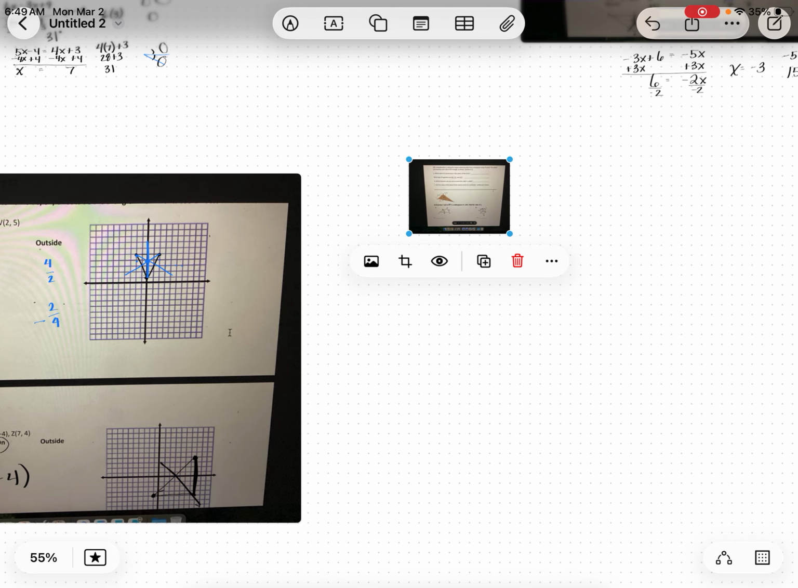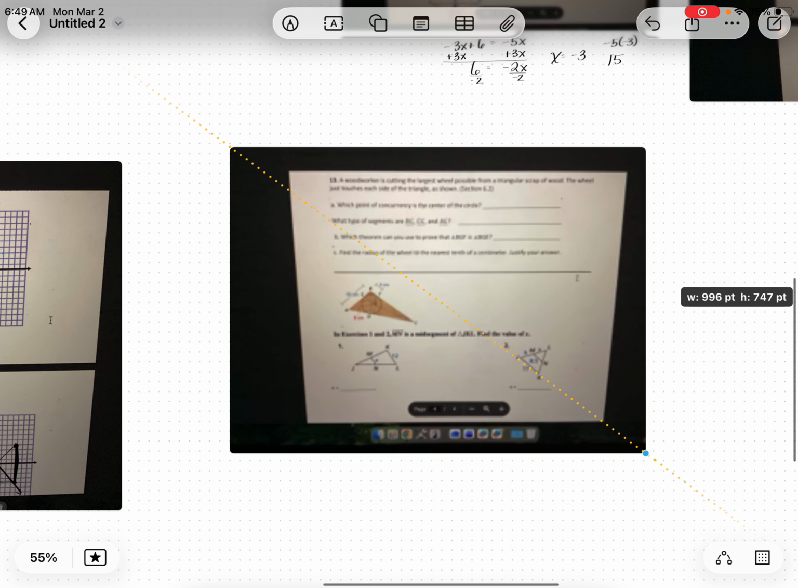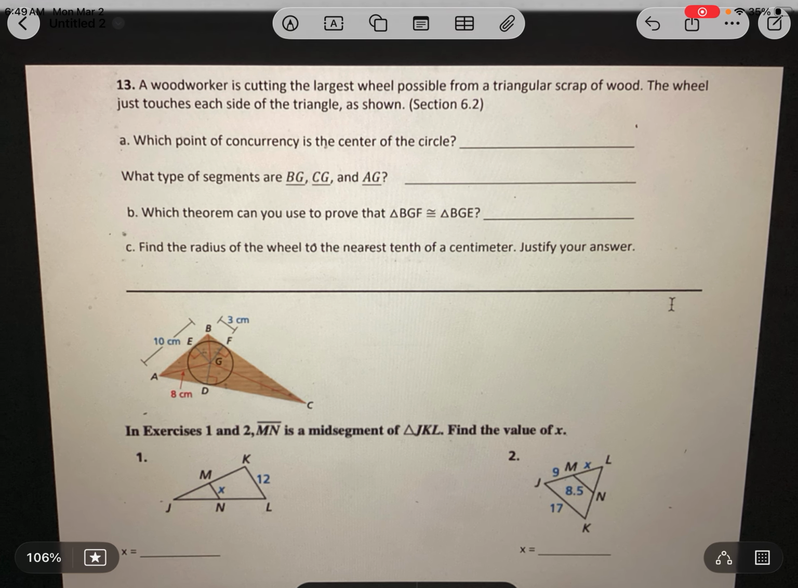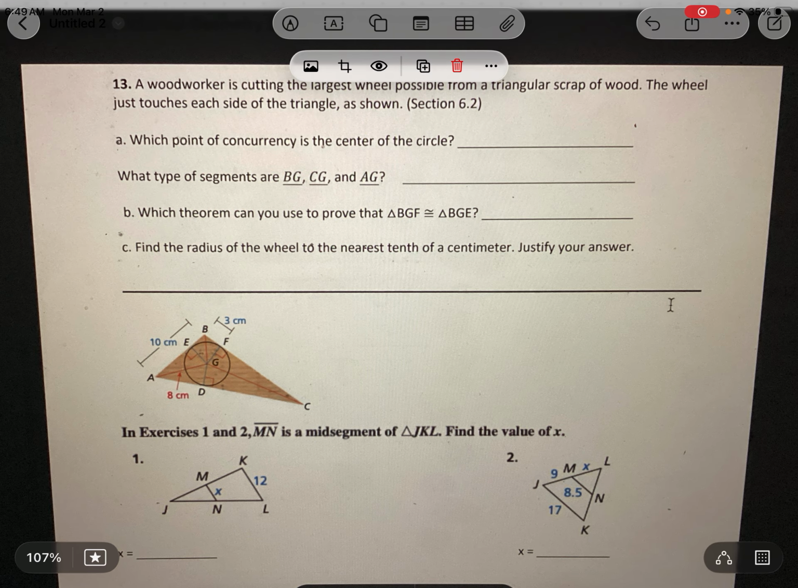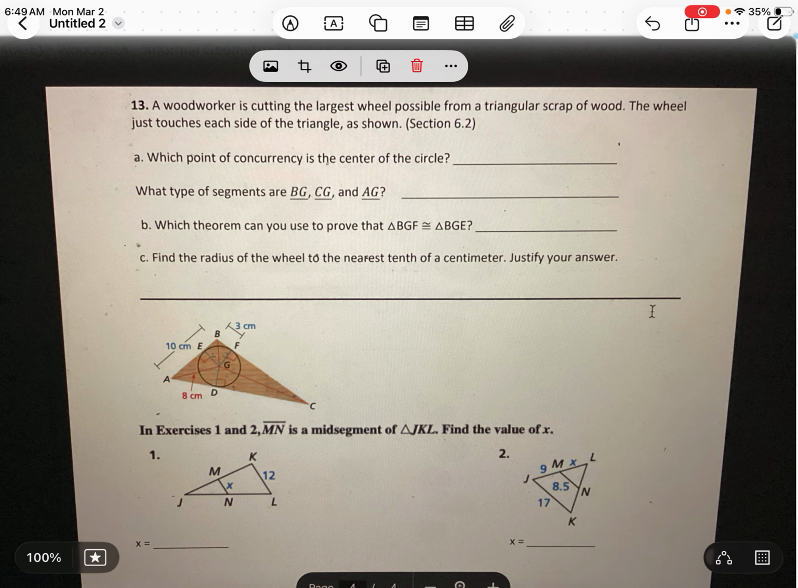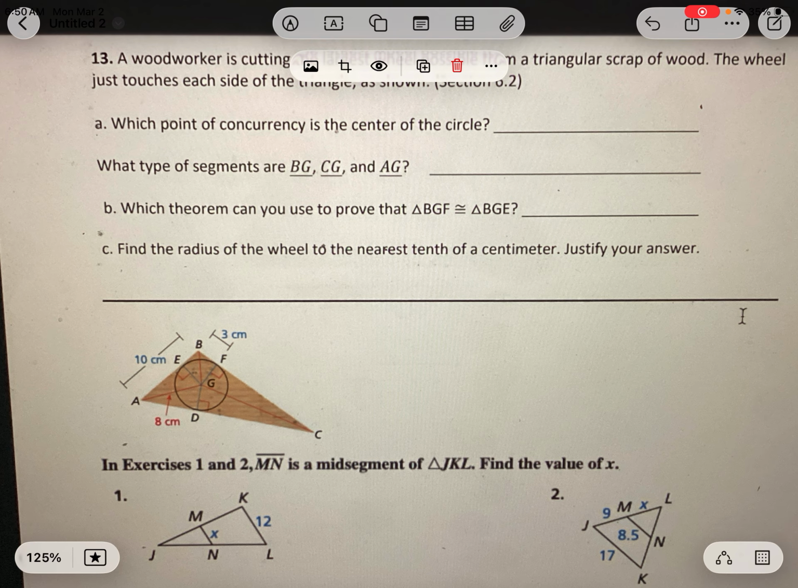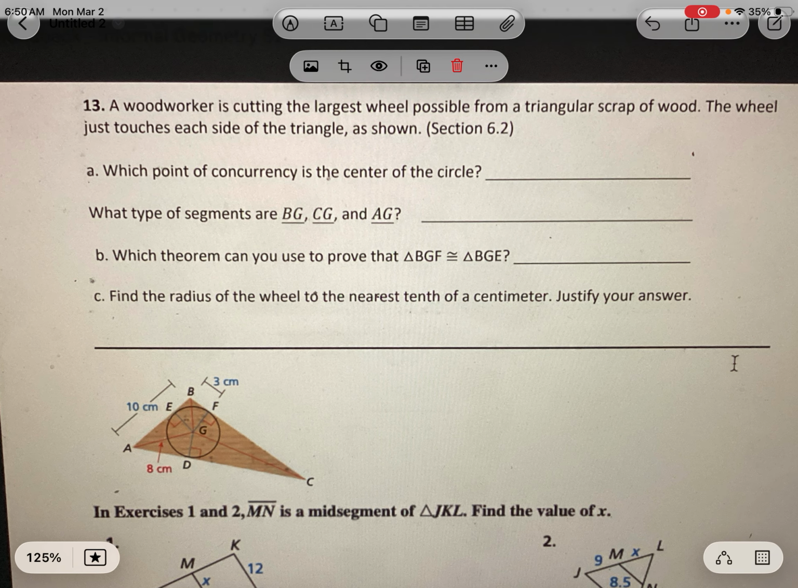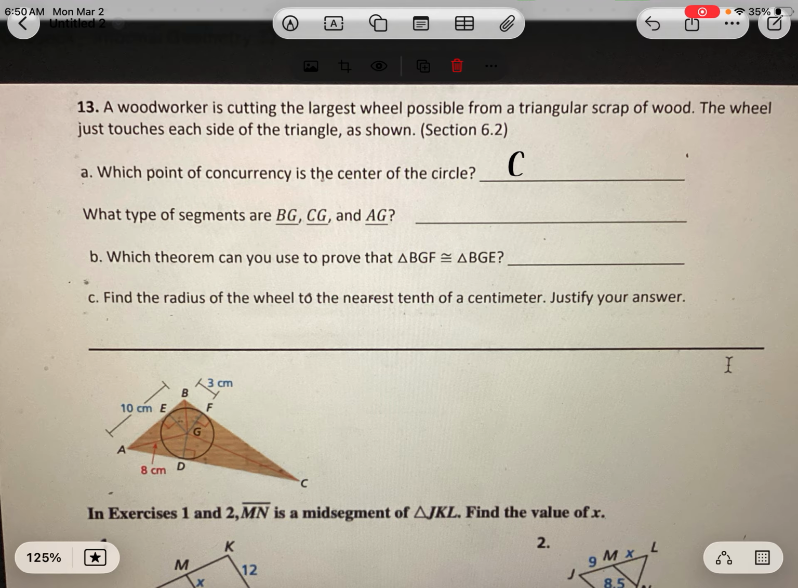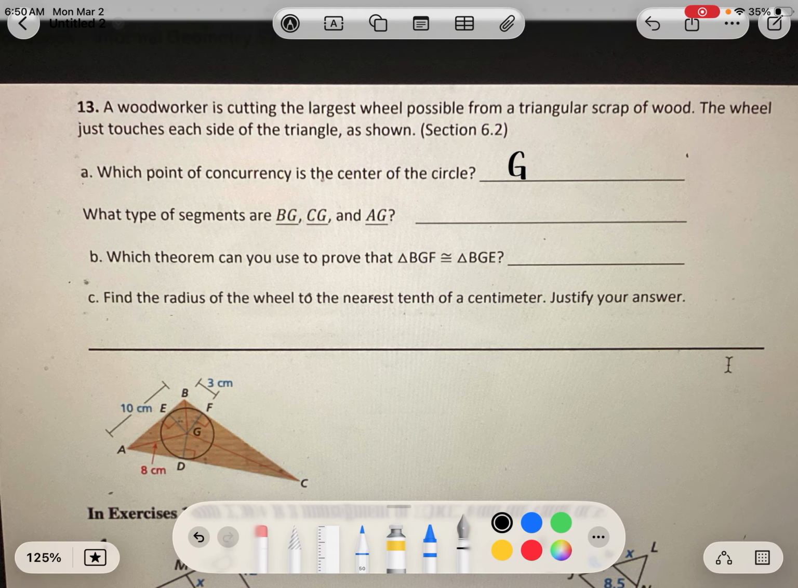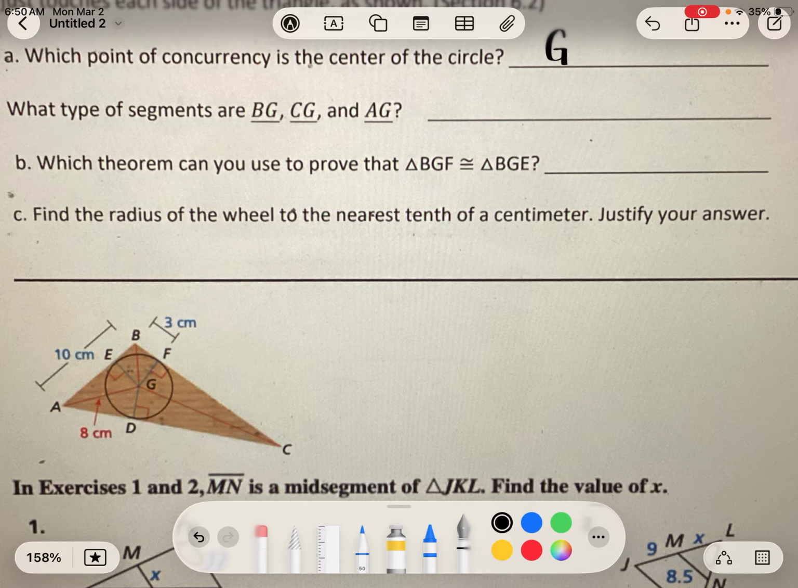Okay, last page. A woodworker is cutting the largest wheel possible from a triangular scrap of wood. The wheel touches each side of the triangle as shown. At what point of concurrency is the center of the circle? That would be at point B. If you look at that one, it's right there, right in the middle.